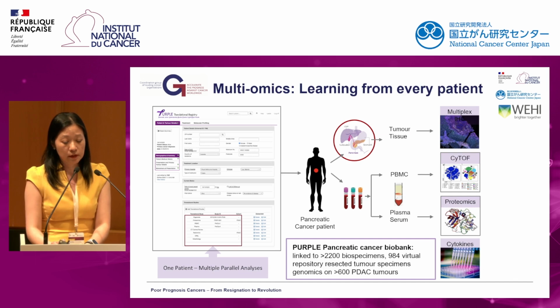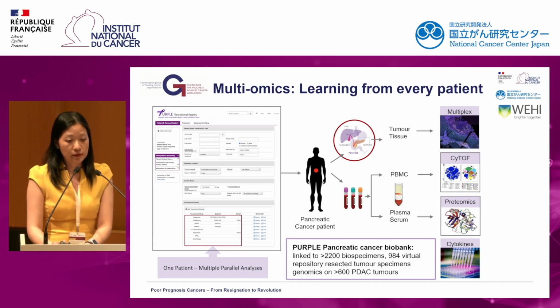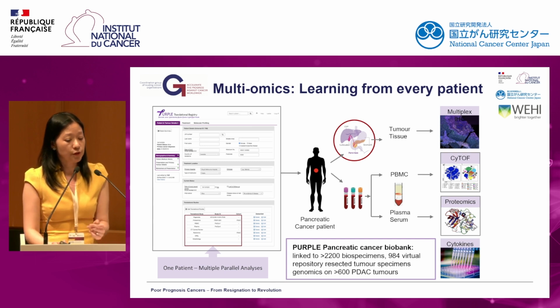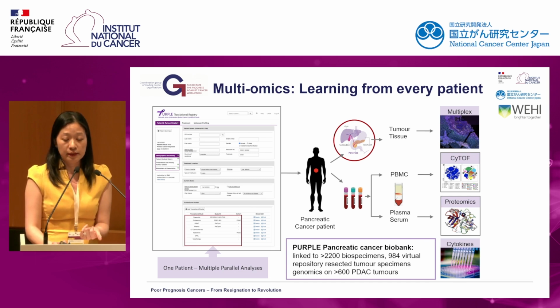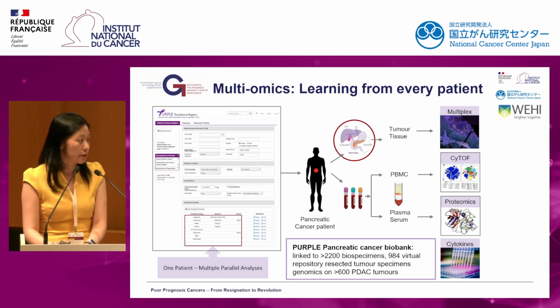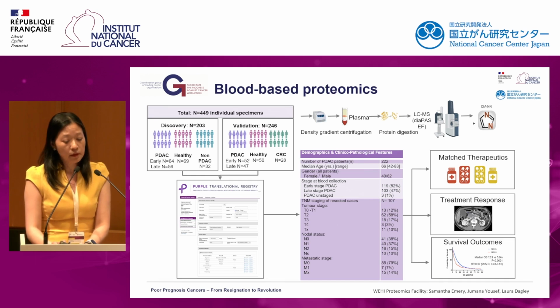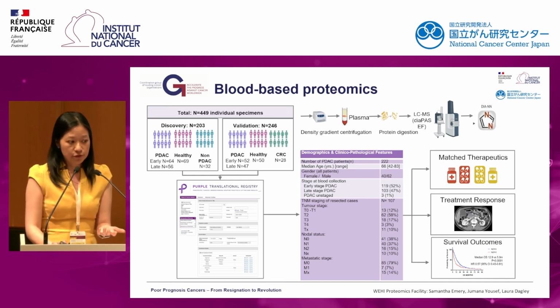So I'm going to move on now to talk about the translational aspect of our registry, the idea of learning from every patient. The idea is that with one patient, we can do multiple parallel analyses. At the moment, our pancreatic registry is also a biobank. We're collecting tumor tissue and blood, which we then spin down for PBMCs, plasma, and serum. We've been doing multiplex IHC, CyTOF, proteomics, and cytokines as well. I'm only going to speak to you about one of our projects in the interest of time.